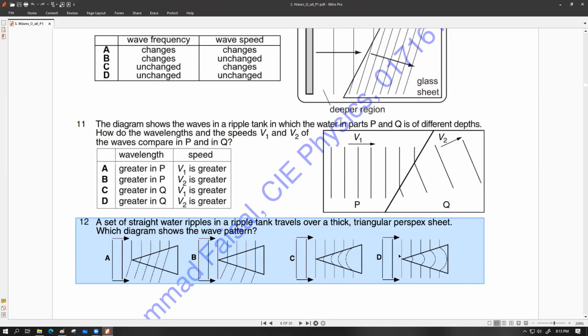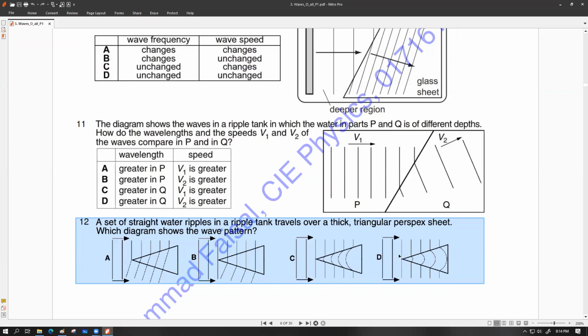Everywhere else, the water medium has the same depth, which means you can think in terms of the property of the wave. Everywhere else, it's the same water medium. Exclusively above the perspex sheet, the water medium is shallow. So in the shallow medium, the wave is going to become slower. So the wavelength should decrease. And that should only happen above the triangular perspex sheet region.